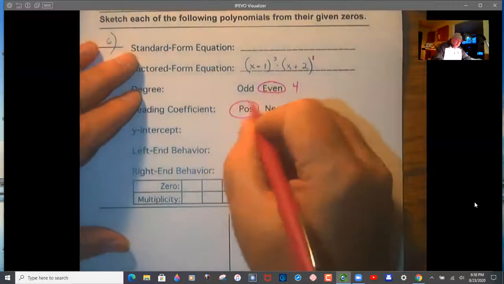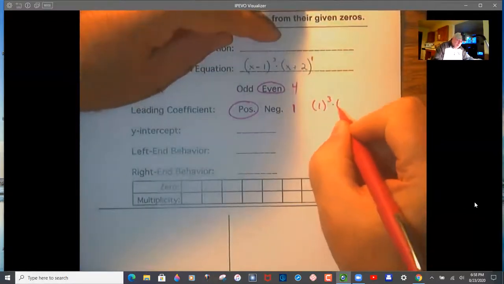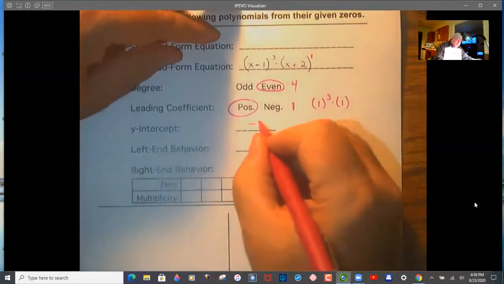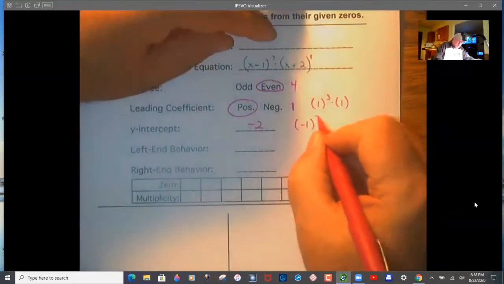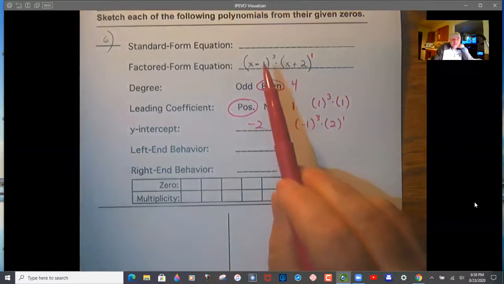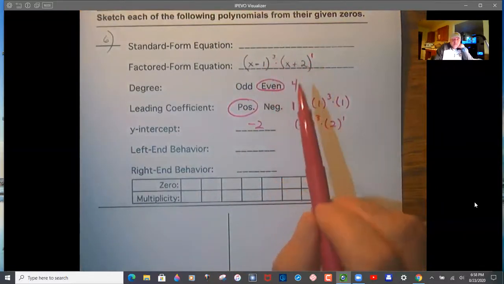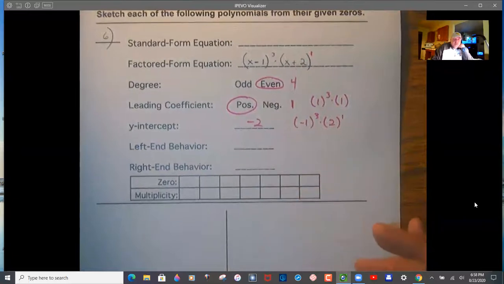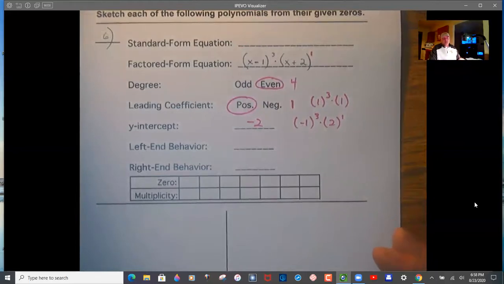Leading coefficient is positive, it's a 1. So it's 1 cubed times 1. The y-intercept is -2 because we have -1 cubed times 2 to the first. So we're taking that number, -1 here to the third, and then 2 to the first. So maybe you do need to multiply it out just to see that the leading coefficient would be what's multiplied by x to the third. And then the y-intercept is that number on the end after you're all done with expanding.